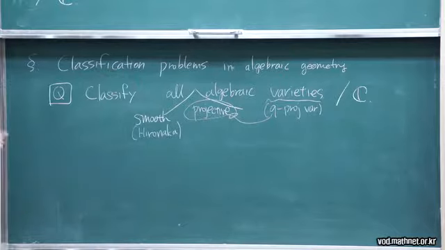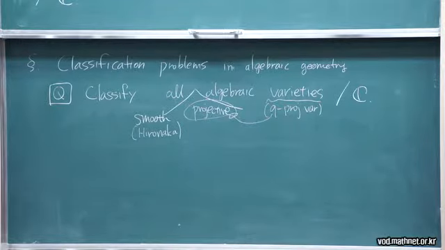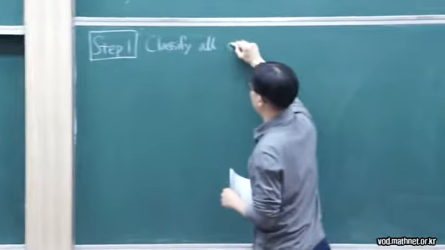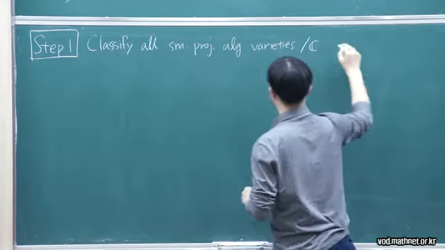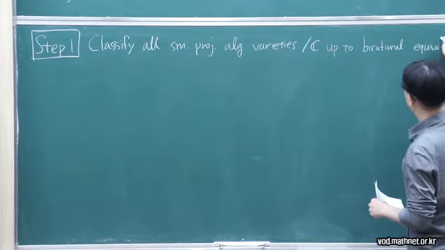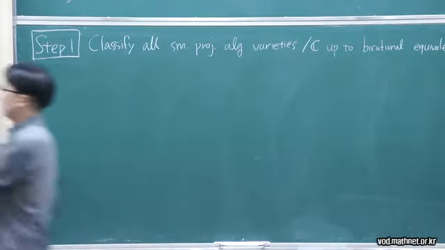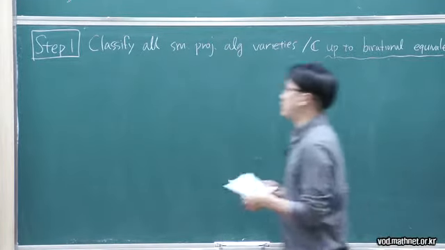Then to achieve this problem, of course this is already too big. I want to make small steps to achieve this goal. So step one is to classify all smooth projective algebraic varieties over C up to birational equivalence. Here the category consists of all smooth projective algebraic varieties. So the natural morphism is a regular map, but we lose this condition. We just classify all such varieties up to birational equivalence. So this is the first step.